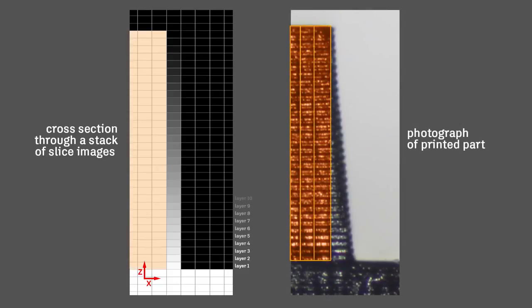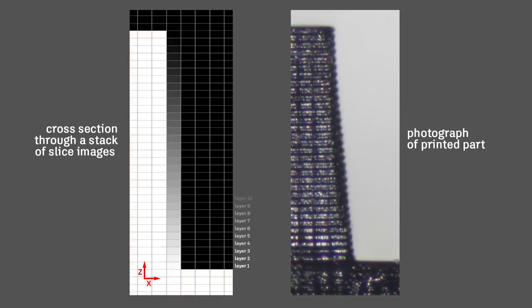Here in the XZ plane is a cross section through a stack of slice images. Note the voxels are rectangular because the pixels are 50 microns in the X and Y dimensions, but here we've chosen to have 25 micron steps in the Z direction. We've got a vertical pillar of solid white voxels which would form a 90-degree angle with the base.